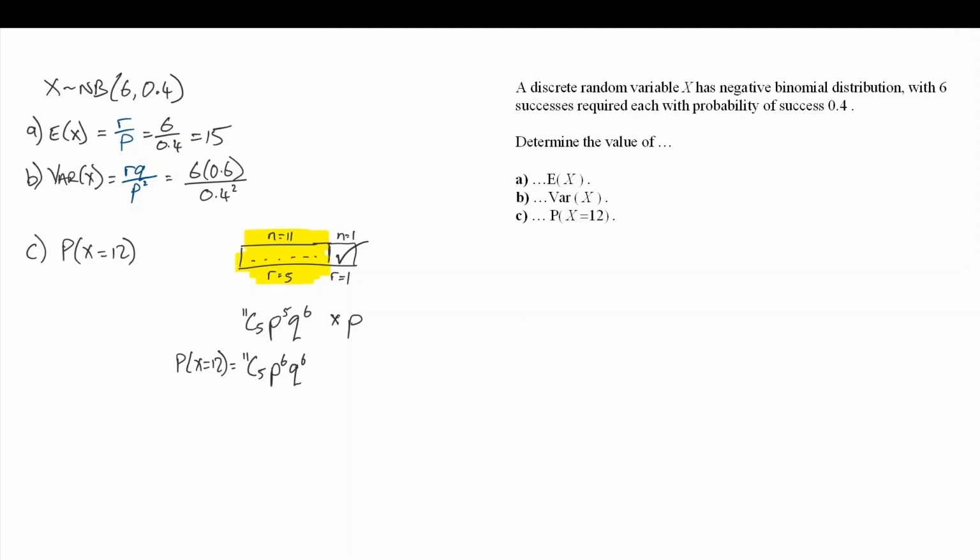The probability that x equals 12 we can find by substituting our value for p, that's 0.4, and substituting a value for q, which will be 0.6. And that gets us an answer of 0.08829.